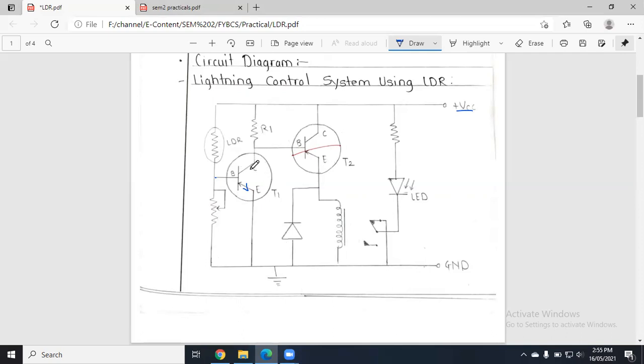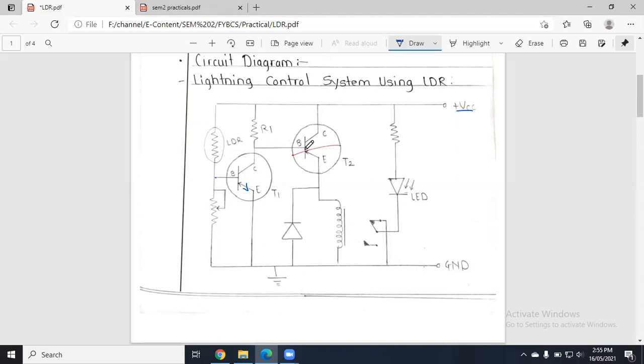Now what is happening? The collector of transistor T1 is connected to the base of the second transistor T2. Again, the collector of the second transistor is connected to the VCC. As you can see, this entire line is connected to the VCC, that is the DC power supply. The collector of transistor T2 is also connected to the VCC.